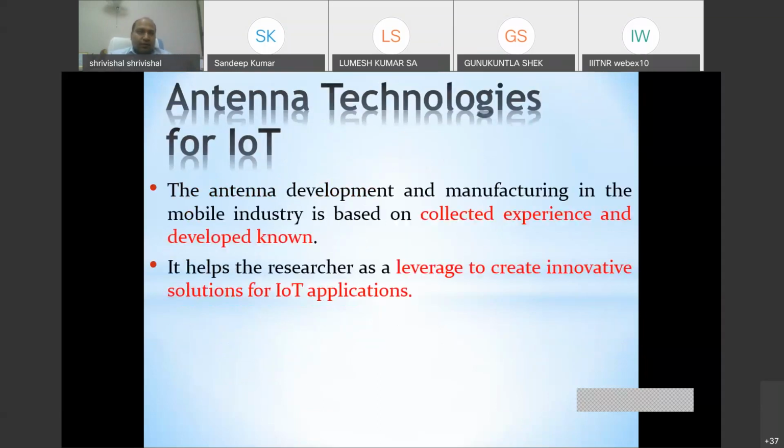So, antenna technologies for IoTs. The antenna development and manufacturing in the mobile industry is based on the collected experience and developed know-how. That means what kind of work has already been done here, and subsequent to that, what is the amount of your experience here? In antenna design, the more you design, the more you learn, because the more problems you face, the more your learning experience is enhanced.